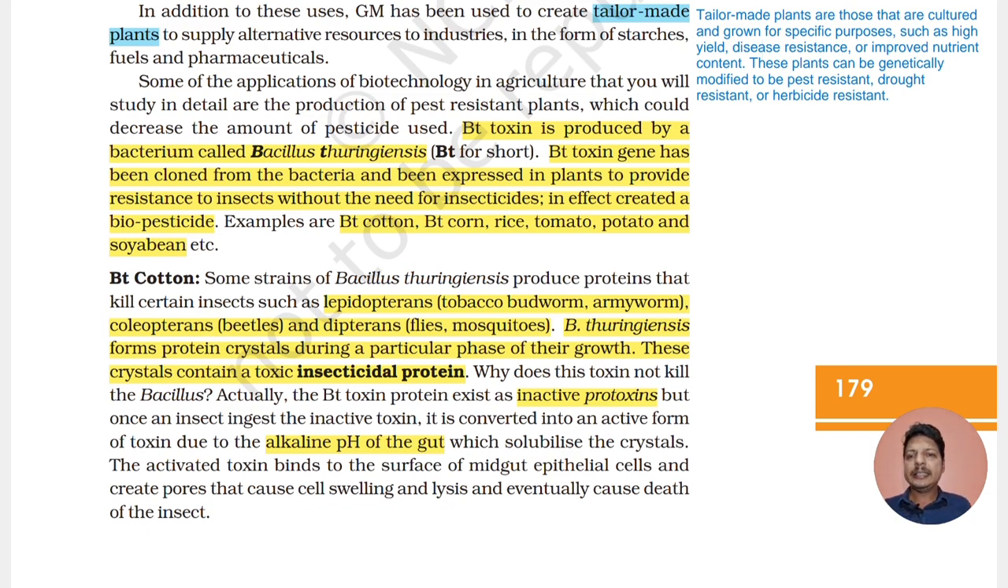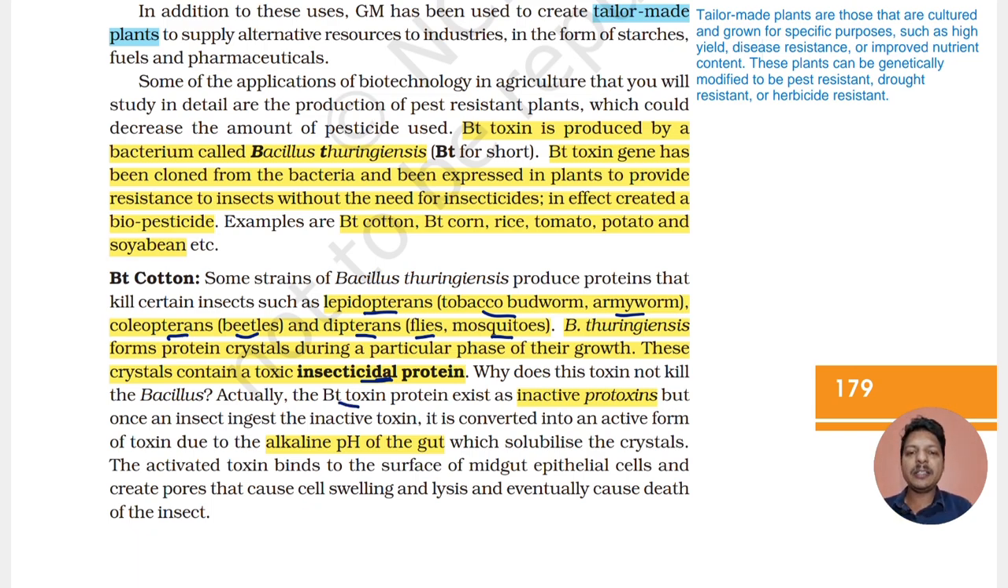Here you can see some strains of Bacillus thuringiensis produce proteins that kill certain insects such as lepidopterans, that is tobacco budworm and armyworm. Questions are asked. Lepidopterans means tobacco budworm and armyworm. Coleopterans means beetles. Dipterans means flies and mosquitoes. Bacillus thuringiensis forms protein crystals during a particular phase of their growth. These crystals contain a toxic insecticidal protein which kills insects.